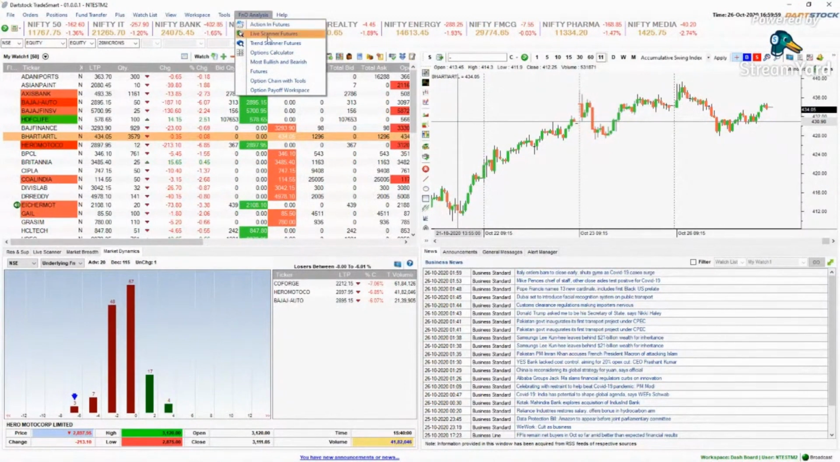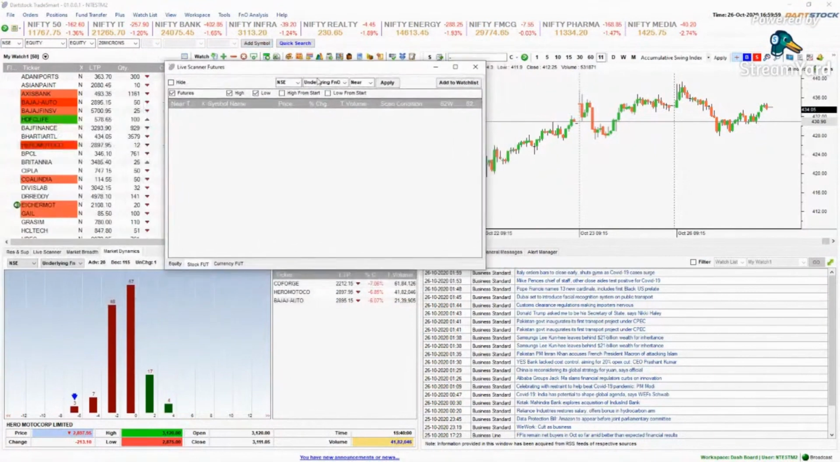There is something called live scanners. Now, in the live scanner, if I pick it up, you get the underlying contracts, sorry, the futures. From there, if a contract makes a fresh high or a fresh low, those get populated. Of course, you can work with near contracts, next contracts, or all contracts, or you can work with some limited companies underlying. You can definitely do that.